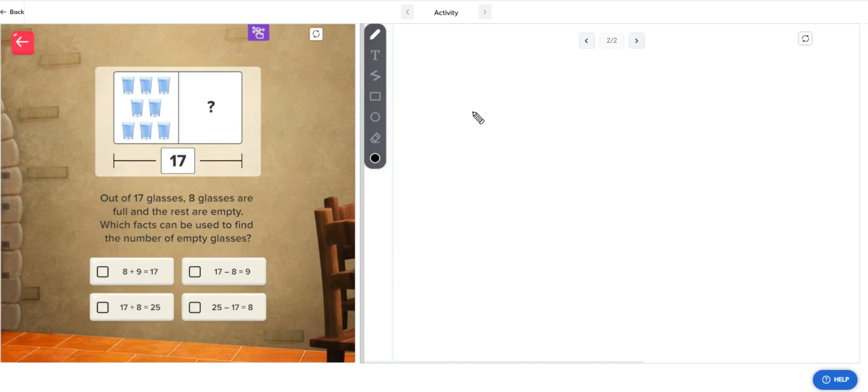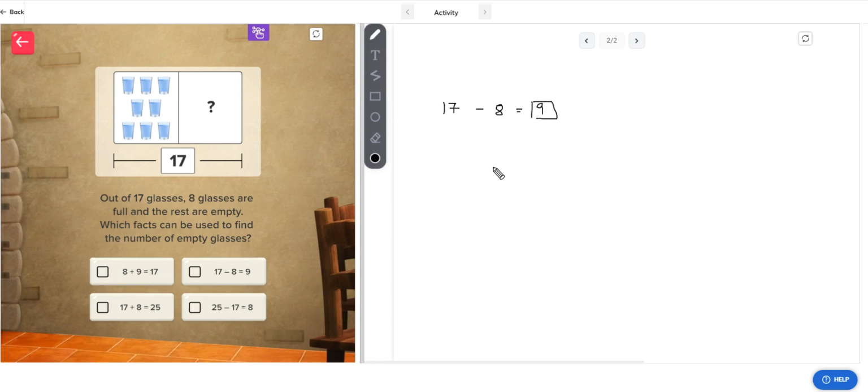Out of 17 glasses, 8 glasses are full and the rest are empty. Which facts can be used to find the number of empty glasses? Well, I can use subtraction facts, right? And or I can use addition facts as well. First off, very simple. If I have a total of 17 glasses, I can subtract the 8 glasses that are full and I will get what? A 9, right? So here there will be 9.